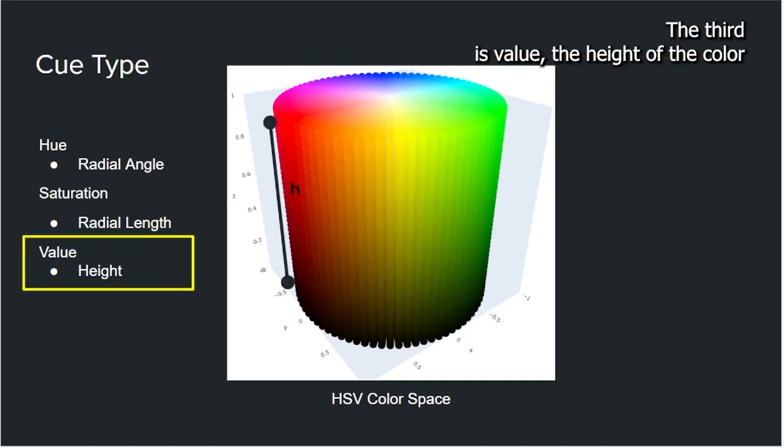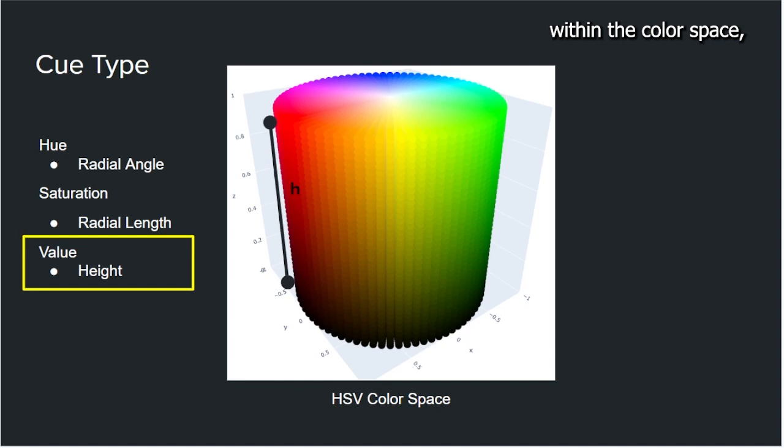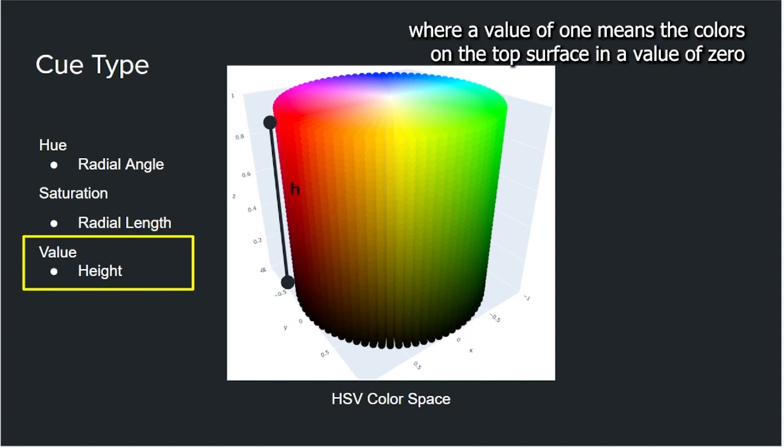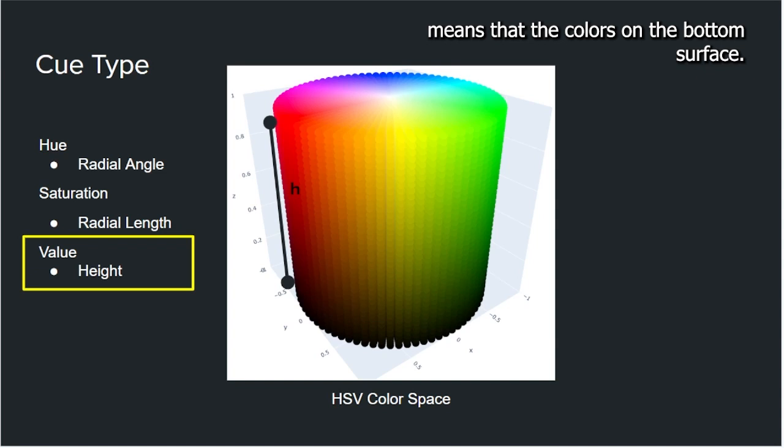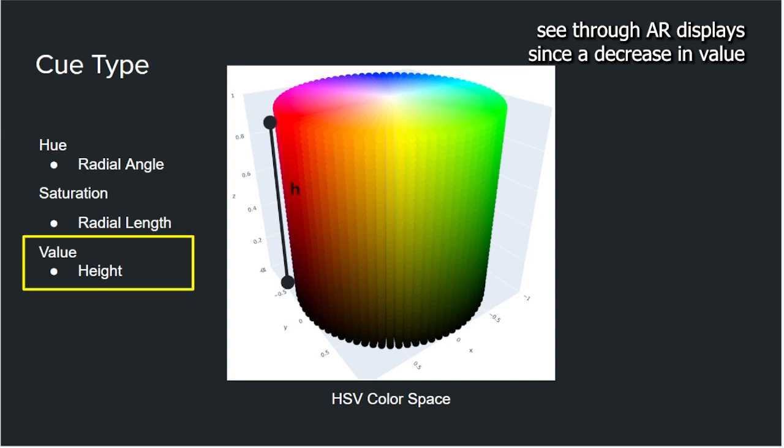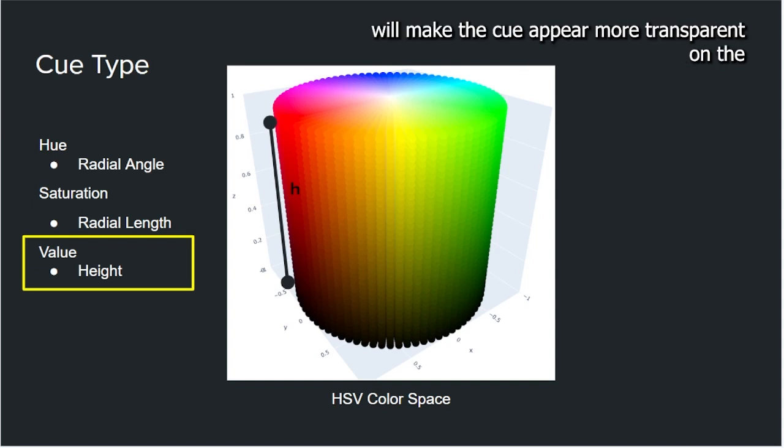The third is value, the height of the color within the color space, where a value of 1 means the color is on the top surface and a value of 0 means the color is on the bottom surface. These particular cues are interesting when shown on optical see-through AR displays, since a decrease in value will make the cue appear more transparent on the AR display.